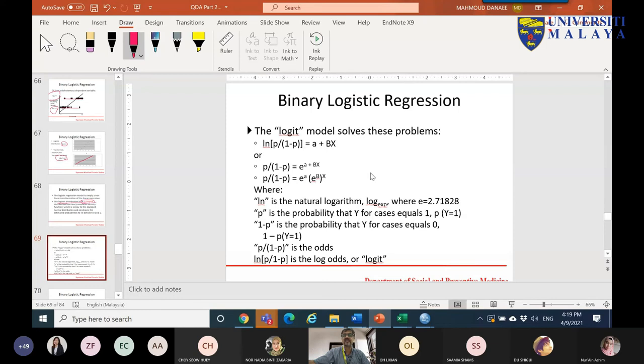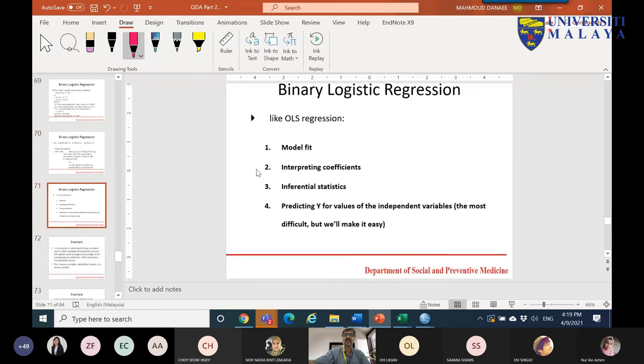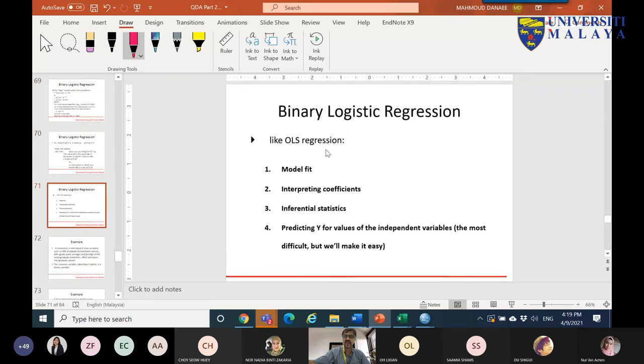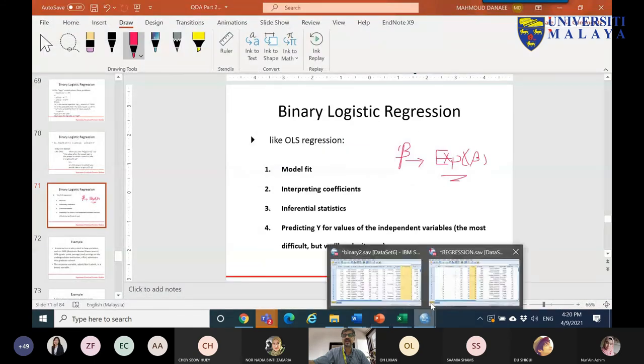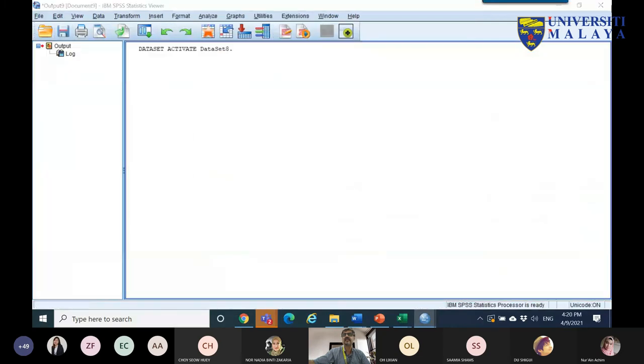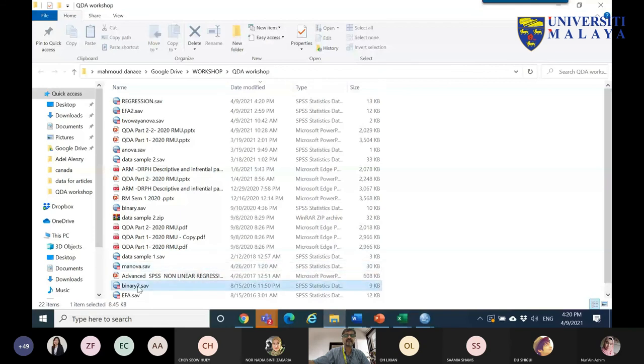I don't want to disturb you with this formula and explanation. But anyhow, at the end of the story, we can estimate the odds ratio. In the binary logistic regression, we don't have beta. Instead of the beta, we have the exponential of the beta, which is called the odds ratio. So let's run the logistic regression. Let me open this, close this one, close this one, close. So this is the binary logistic regression.